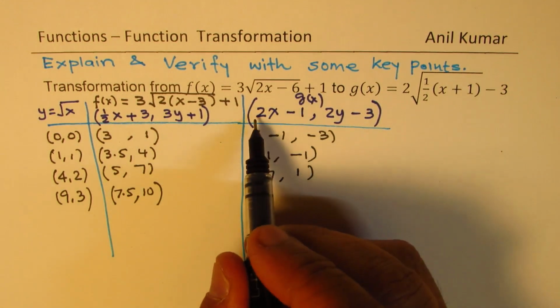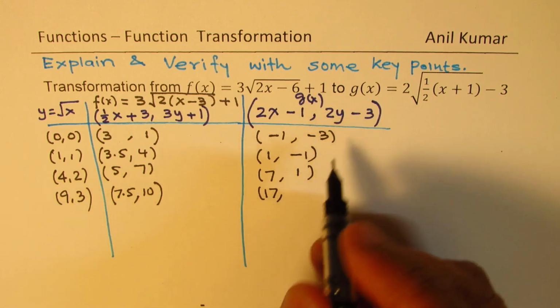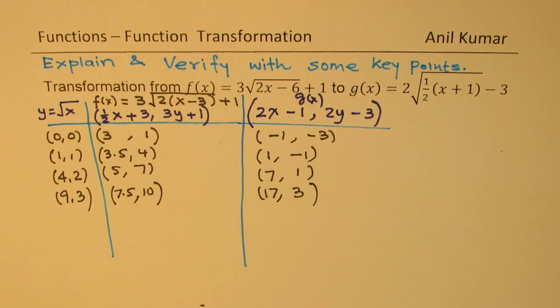(9, 3). So 9 times 2, 18, take away 1 is 17. 3 times 2, 6, minus 3 is 3. So those are your points on the function g of x, correct?